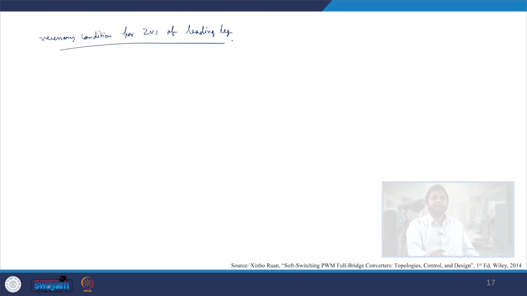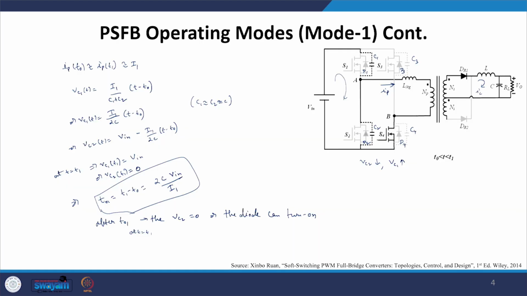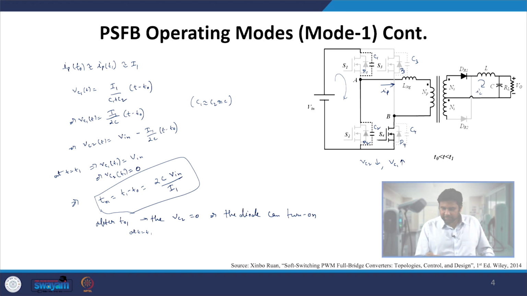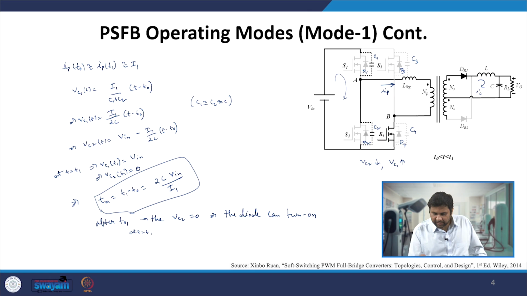Now if we look very carefully in mode 1, in this case what is happening is that my C1 and C2 capacitors are changing their state. That means C2 voltage is falling down from some V in voltage, C1 voltage is rising from 0 voltage, and that is using the IP current which is actually flowing through the series combination of L leakage and L.